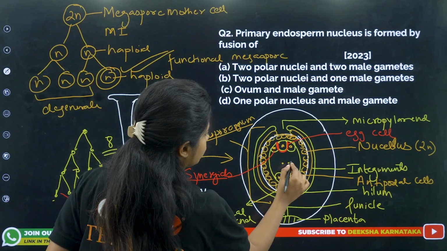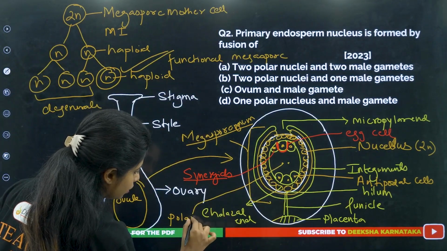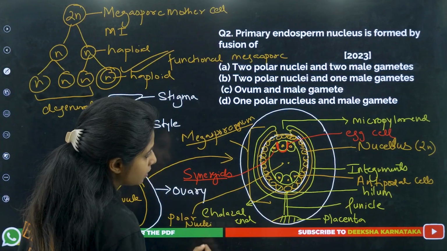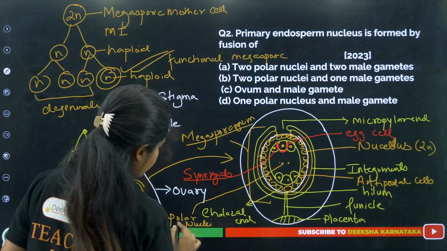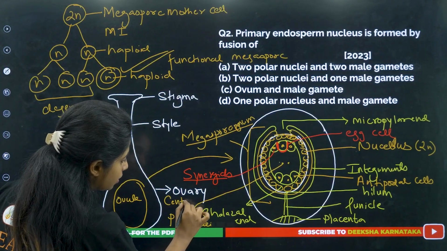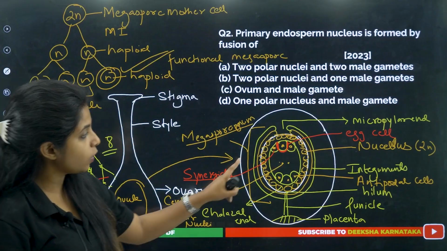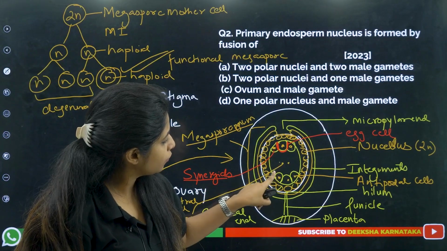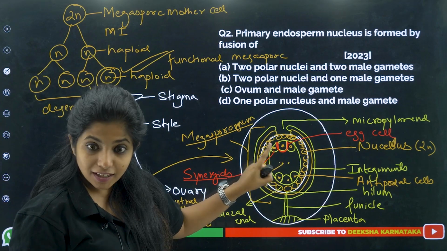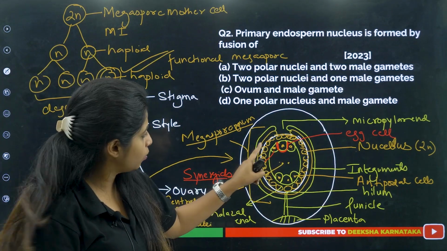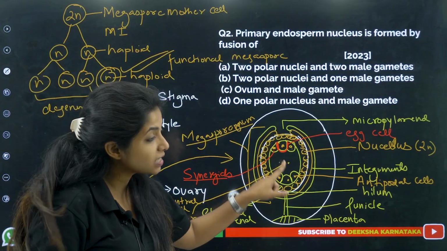These two nuclei which are present over here are known as polar nuclei, two polar nuclei. And this is a part of a cell. The polar nuclei are part of the central cell. Okay, so how many cells are there? 1, 2, 3, 4, 5, 6. 6 cells are there, and then this is one big cell. So 7 cells are there. How many nuclei are there? 1, 2, 3, 4, 5, 6, 7, 8. 8 nuclei are there and 7 cells are there.